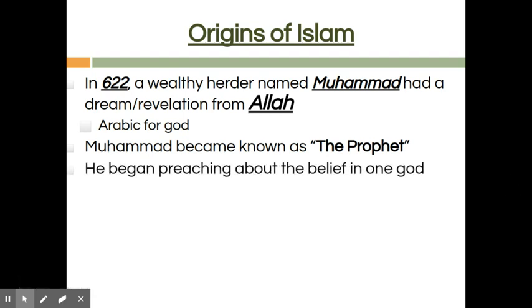So keep in mind, we're talking about the Middle East. And around 622, you have a lot of polytheistic views. And so here comes Muhammad preaching about believing in one God. So it's very similar to what was happening 3, 4, 5,000 years before him with Abraham, who was doing the exact same thing, preaching about one God. But to Abraham, his God was Yahweh, the Jewish God.